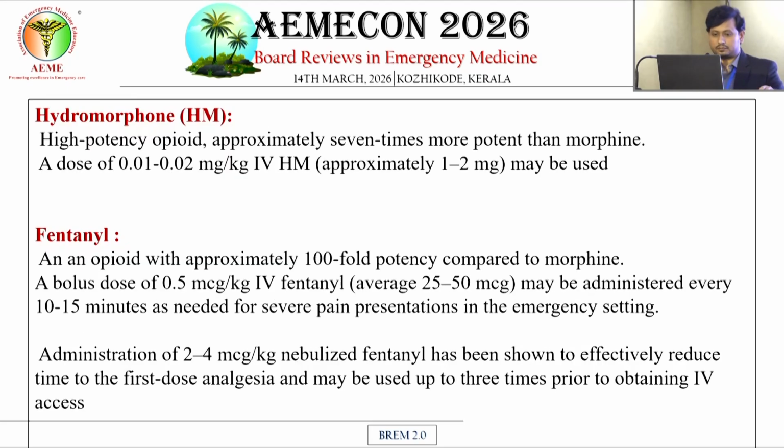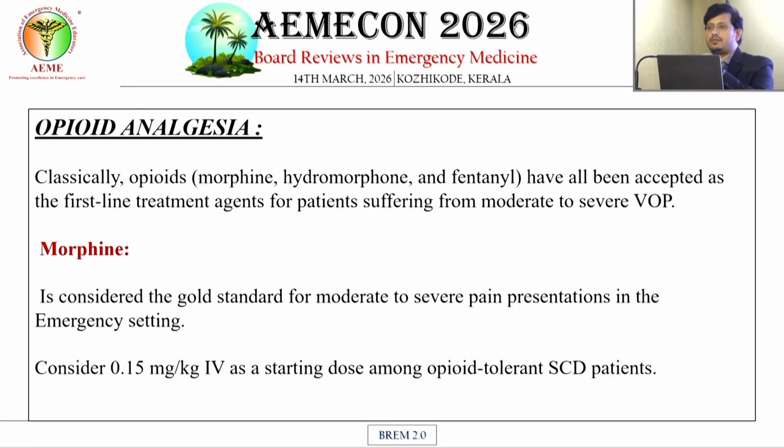Okay. Now we move to opioid analgesia. Classically, we have to use opioids in the management of the pain. NSAIDs can be used additionally along with the opioids depending upon the pain severity. Morphine is the gold standard, and we consider 0.15 mg per kg IV as the starting dose.